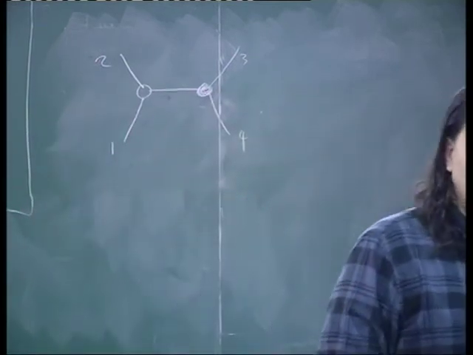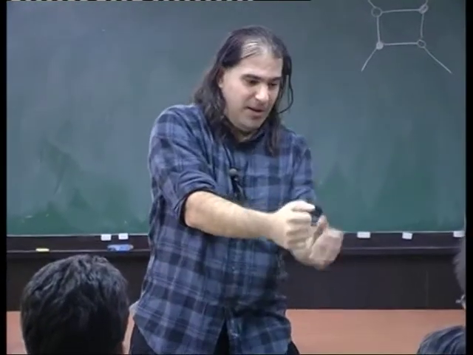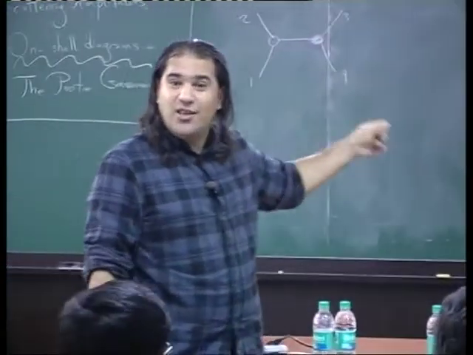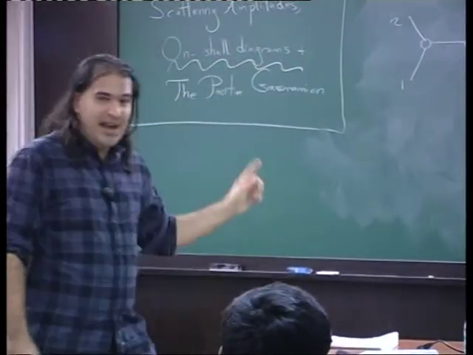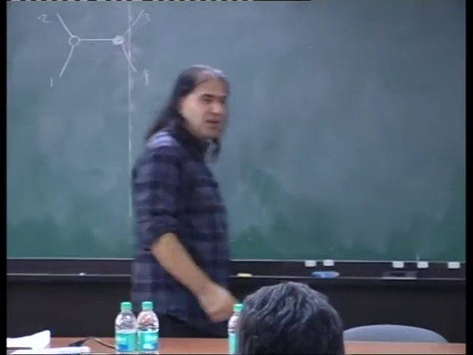It has a meaning. What is that diagram? It's nothing other than the factorization channel. It does exactly what you want. It puts a delta function forcing you to be on the pole, and it multiplies the two three-particle amplitudes around it. So that's exactly the factorization channel of an amplitude, but it is not the actual four-particle amplitude.